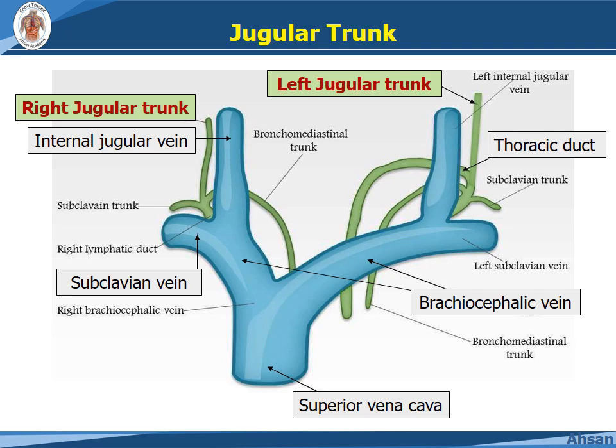On the right side, all the lymphatic channels unite together to form the right lymphatic duct. In the formation of the right lymphatic duct, the right jugular trunk takes part. So the right jugular trunk, subclavian trunk, and bronchomediastinal trunk together fuse to form the right lymphatic duct, which opens into the jugulo-subclavian angle of the vein.